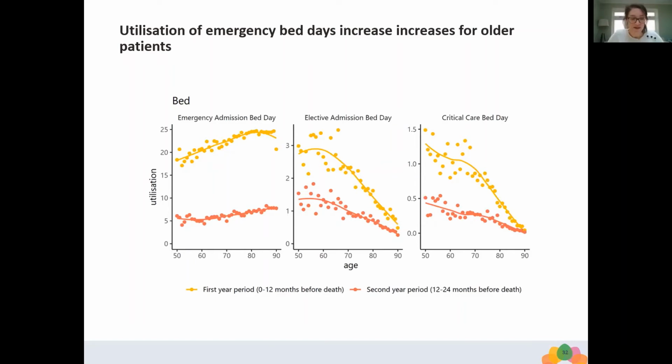Looking at bed days, clearly emergency bed days here are massive compared to elective bed days or critical care. The older the decedent, the longer they spend in hospital in the first year period. The very oldest are often spending around 26 days in hospital. This is approximately a week longer than the youngest, who stay around 19 days in the last year of life. Generally for electives and critical care, as age increases, utilisation decreases.